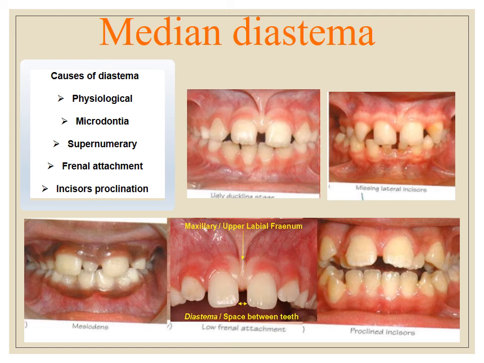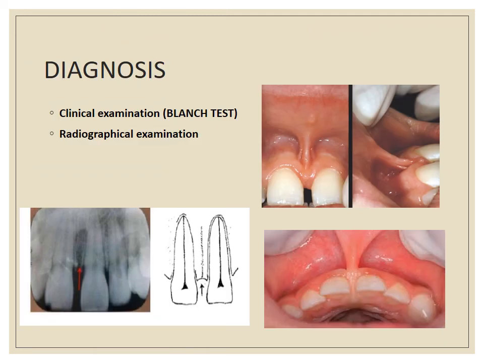Also, the proclination of teeth will also cause a median diastema. Diagnosis will depend on two important examinations, the clinical examination or the blanch test. By pulling the upper lip in an upward direction, the frenum will be pulled, and if there is a blanching palatally at the incisive area, it means that there are fibers inserted in here.